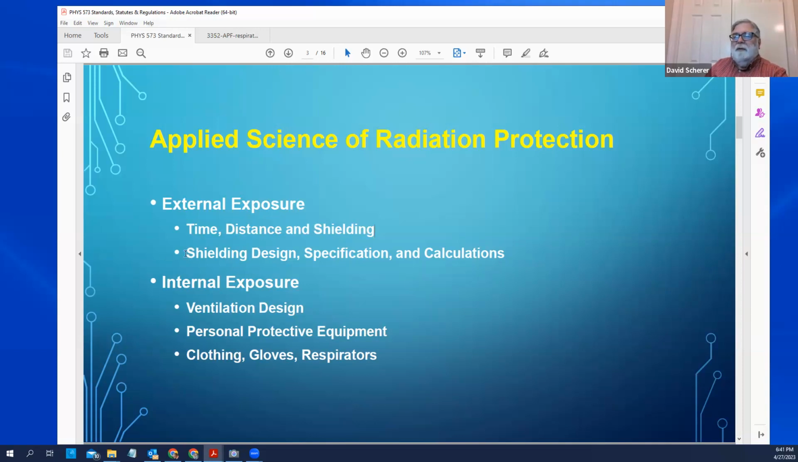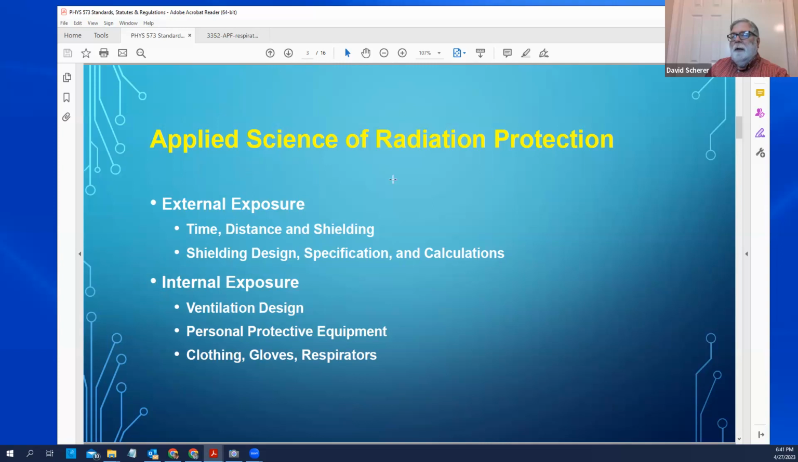Then, as I said, I have an hour-long video on shielding designs with several examples. It covers specifications, so how we choose what our design goal will be, and then calculations to determine the amount of shielding material necessary to achieve that. In some cases, it can be pretty complex, as you will see in the video.